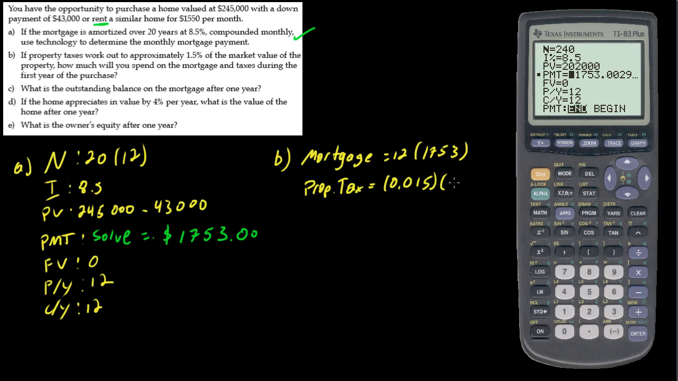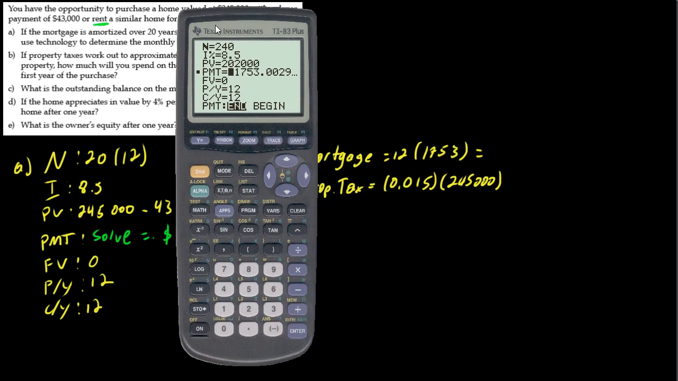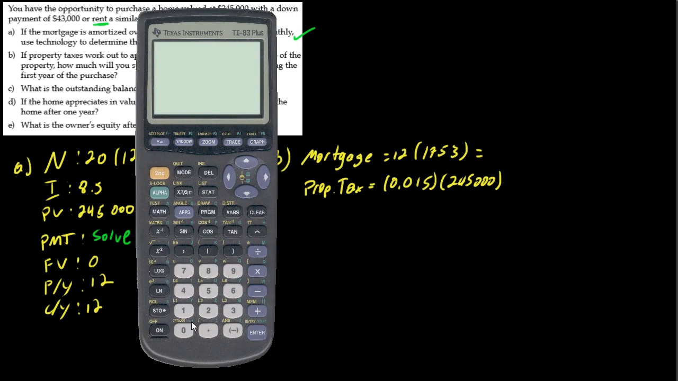So 0.015 multiplied by $245,000. I'm just going to move my calculator out of the way to do this calculation. We'll go back to the home screen. Let's take 12 and multiply it by 1753. Perfect. So just in our first year, we're going to spend $21,036 just on the mortgage. And let's see how much we spend on property taxes here. It looks like we're spending an extra $3,675 just to live in the home as well.